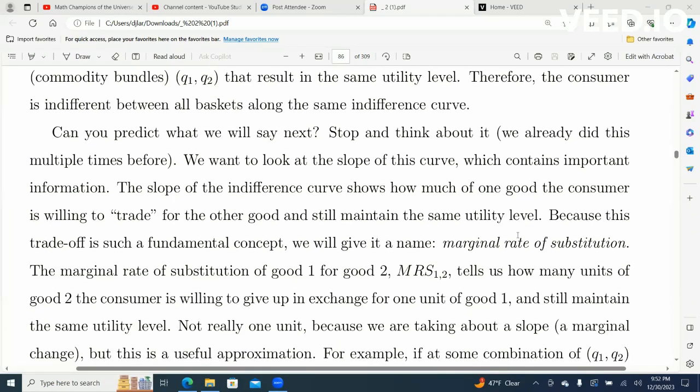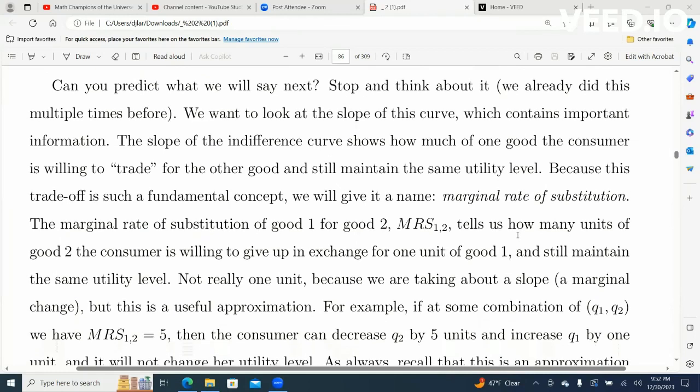Can you predict what we will say next? Stop to think about it.